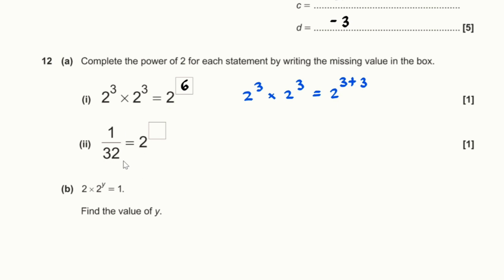Next, I've got 1 over 32 equals 2 to the power of something. Well, 1 over 32 is equal to 1 over 2 to the power of 5. And if I work this out, I can rewrite this as an indice. I've got 2 to the power of minus 5. So 1 over 32 is the same as 2 to the power of minus 5.